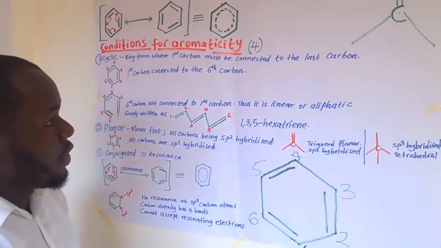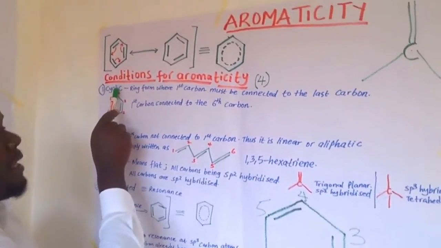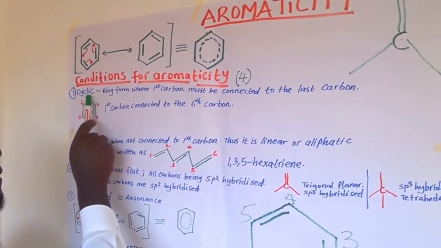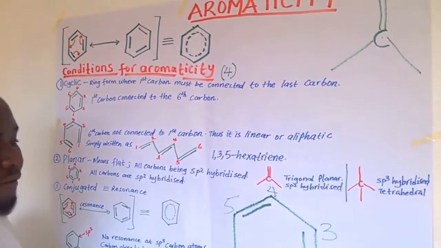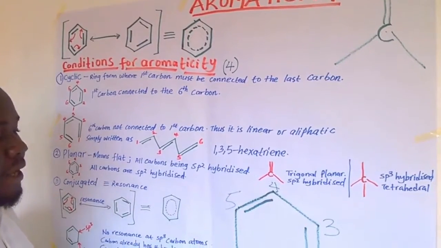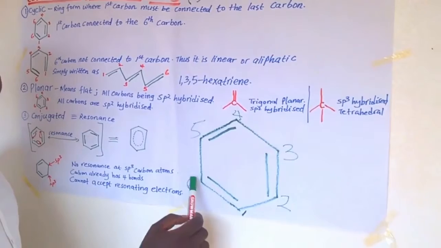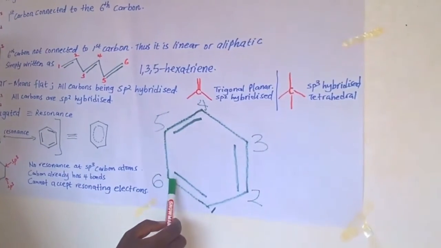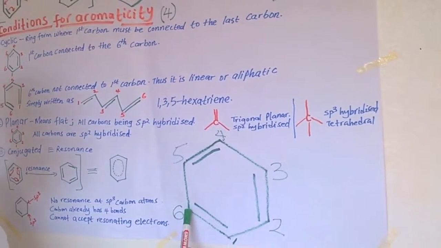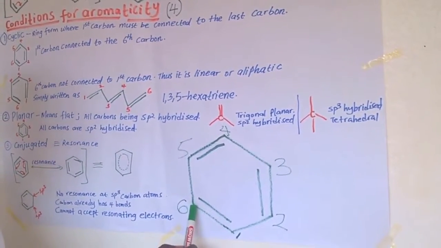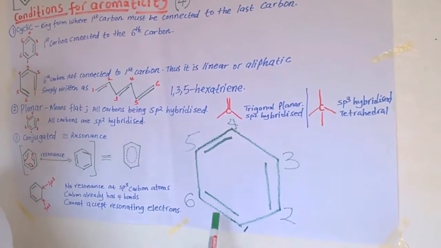So the first condition that we're going to look at is that a compound must be cyclic. What do we mean by being cyclic? Being cyclic means that the first carbon must be connected directly to the last carbon. Using our common example of a benzene ring, our first carbon is directly attached to carbon number 6. So such a compound is considered to be cyclic. So one of the conditions is cyclic.